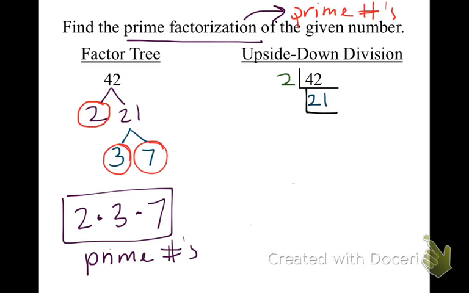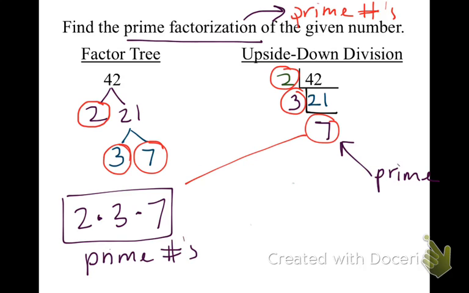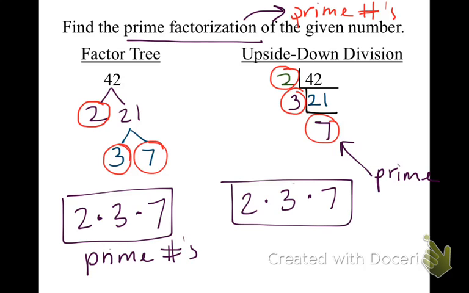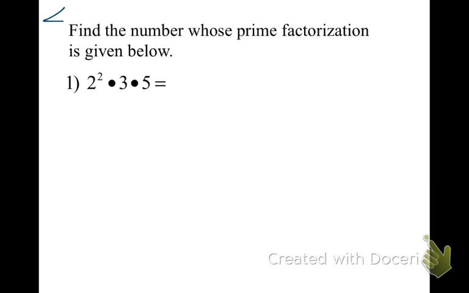Now I have my 21. What goes into 21? In this case, I know 3 would go into 21. How many times? 7. And since 7 is a prime, I know it's time to stop. If you notice, I end up with a 2, a 3, and a 7, just like I did over here. So what's my answer? My answer ends up being 2 times 3 times 7 as well. So there are 2 different ways of doing it, whether you want to do the factor tree or practice the upside down division. So in your notes, write down the directions as well as example number 1.